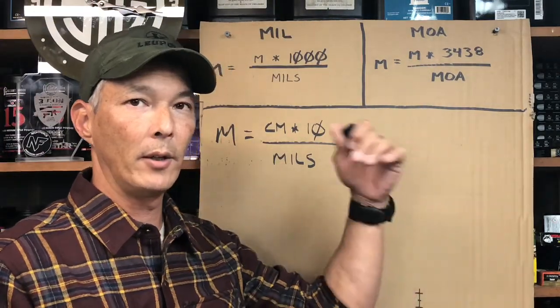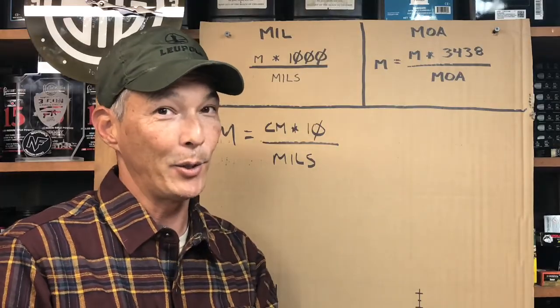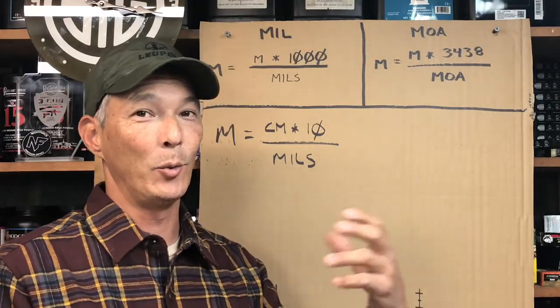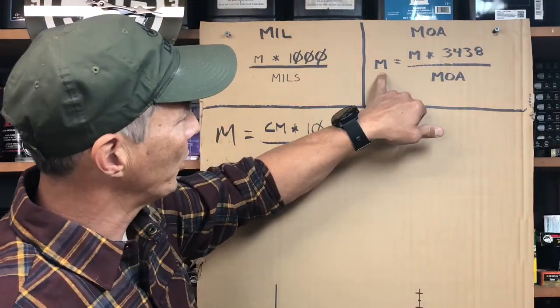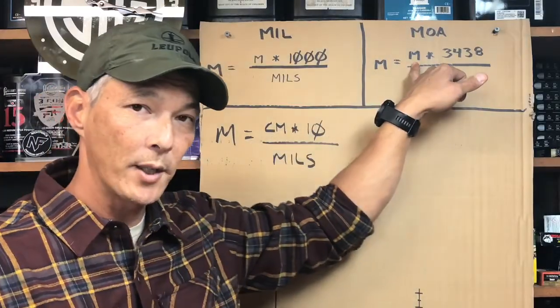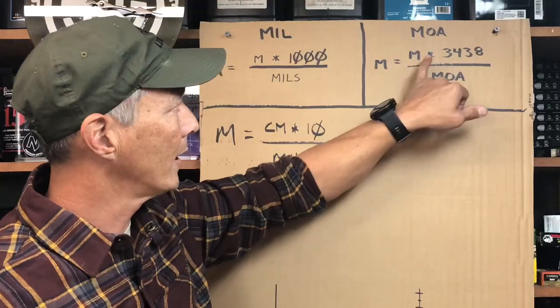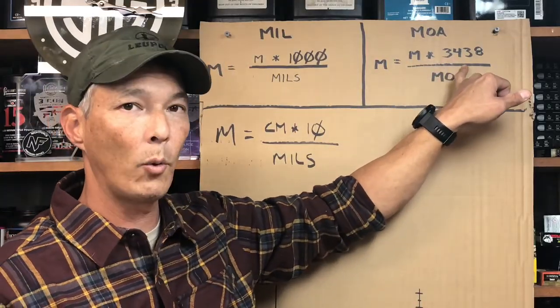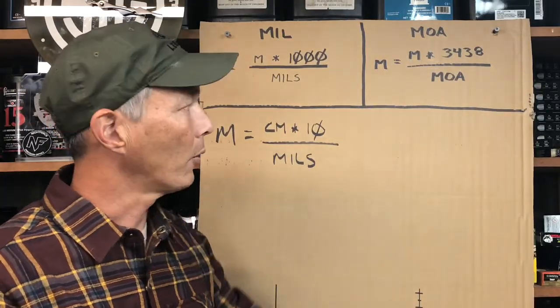For those of you that, for whatever reason, are using an MOA reticle and want to solve for meters, to determine the meters, you will use, once again, height or width in meters times the constant 3438.